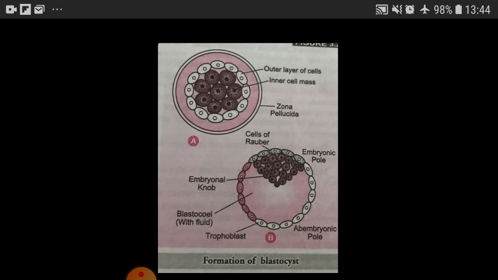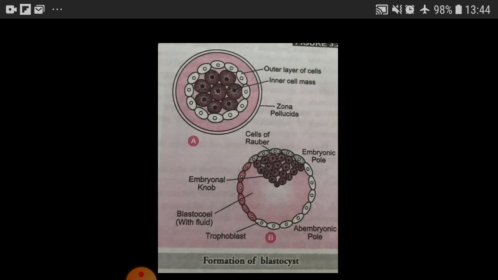As the blastocyst is formed, zona pellucida becomes thinner and finally disappears. So in the second diagram you do not see the presence of zona pellucida. You can see the embryonal knob, you can see the trophocele, and you can see the embryonic pole and the abembryonic pole. Both these poles you can see, and you can see the blastocele, that is the fluid-filled cavity.